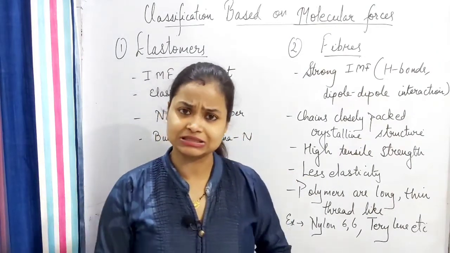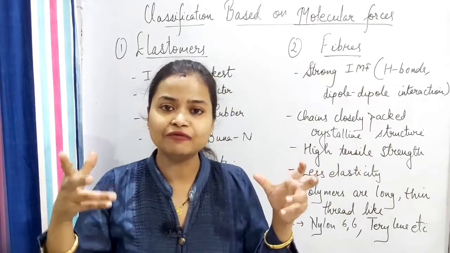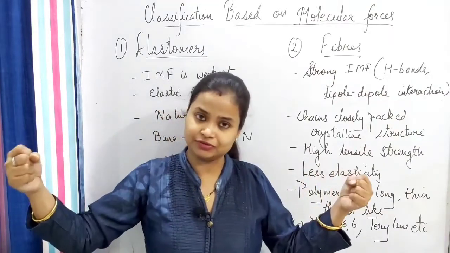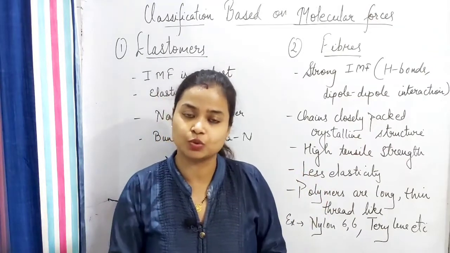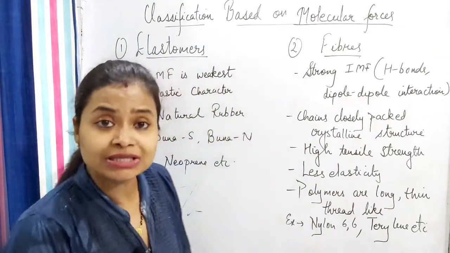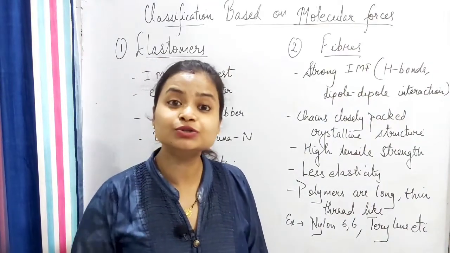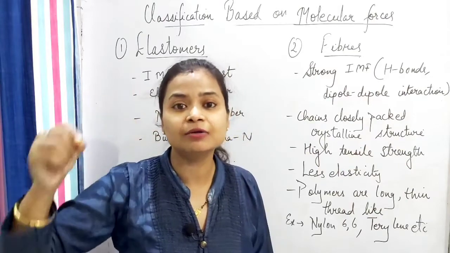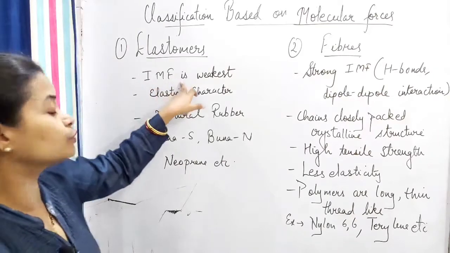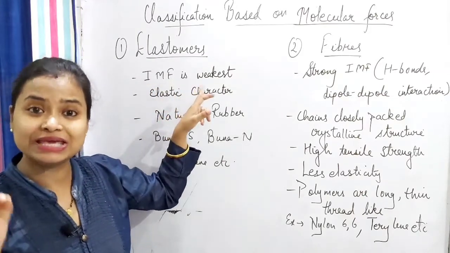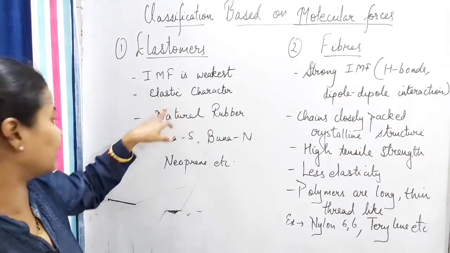Now what is elasticity? All of you know, like a rubber band. You have all seen a rubber band. When you apply force or stress on it, it will change its shape, and when you release the force, it will come back to its original shape. This property of elasticity in elastomers is due to the weak intermolecular forces. In elastomers, the intermolecular force is weakest, because of which they possess an elastic character.